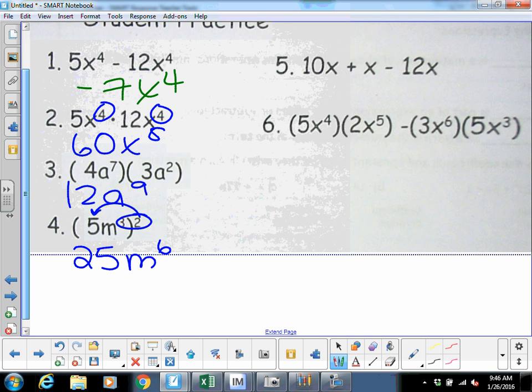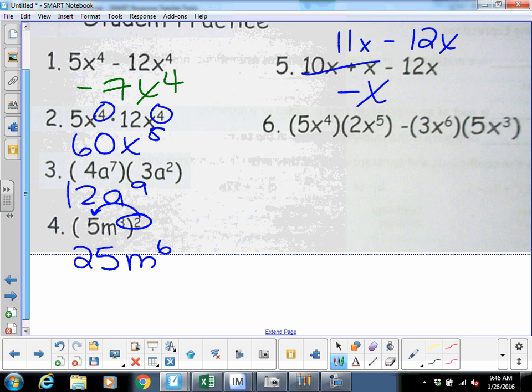All right, what do I need to do for number 5? Combine like terms. What's 10x plus 1x? 11x. So 11x minus 12x is negative x. Or you can do negative 1x. Either way.